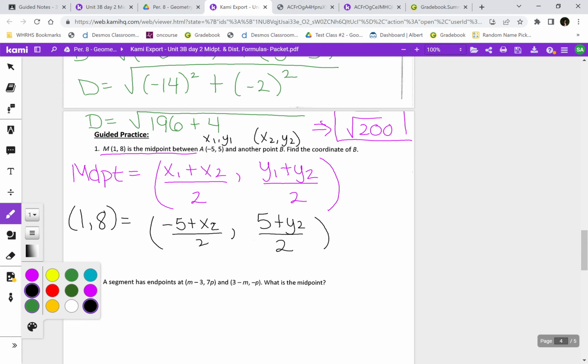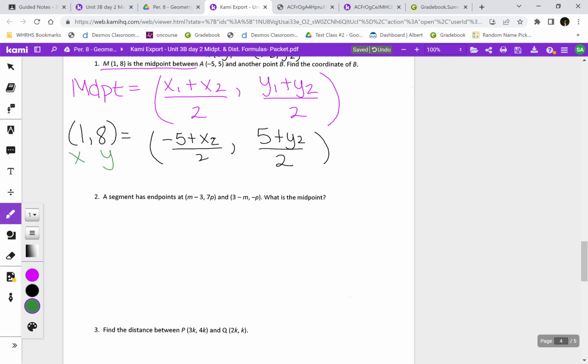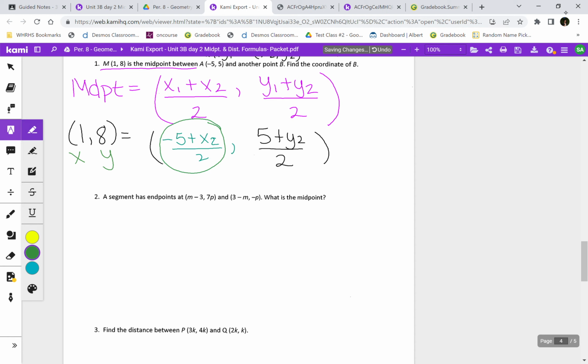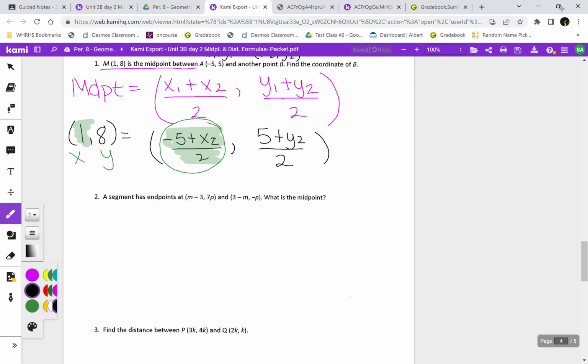Well, do you agree this is your x coordinate and this is your y coordinate? So when we simplify this side right here, negative 5 plus x2 divided by 2, doesn't that have to equal 1? So we're sort of splitting up this equation now. We're going to say negative 5 plus x2 divided by 2 has to equal 1. When I take the average of the x coordinates, it has to come out to 1 because that's the coordinate for the midpoint.